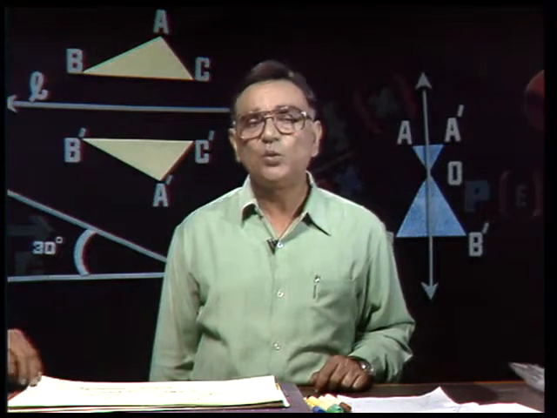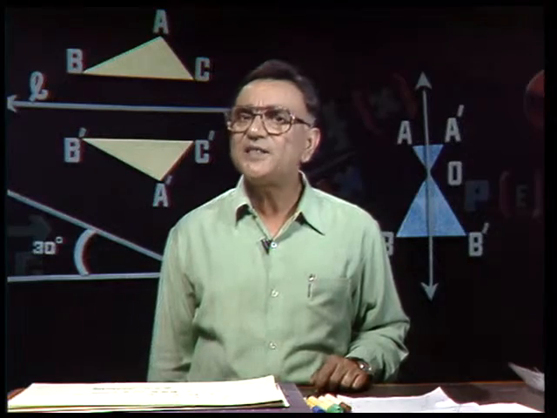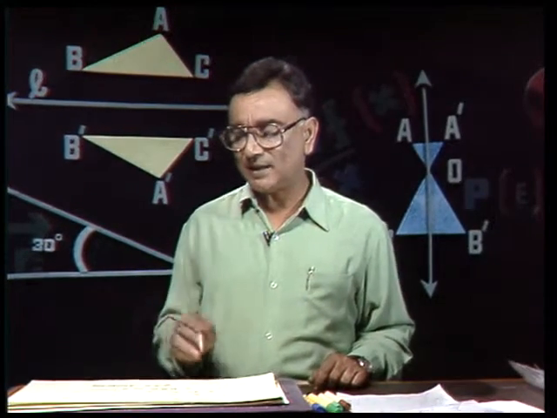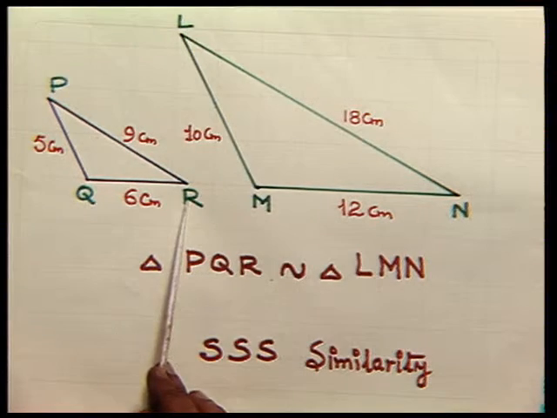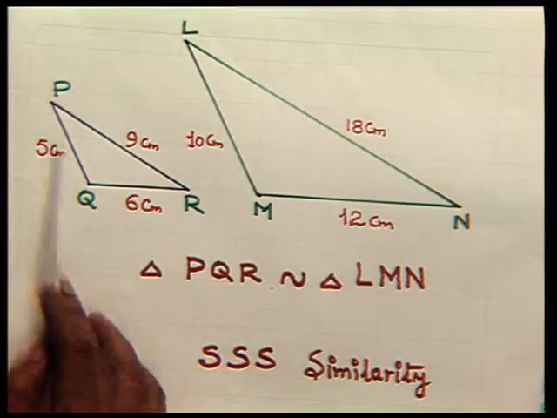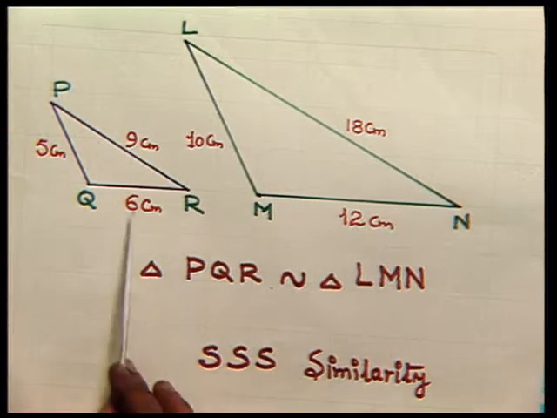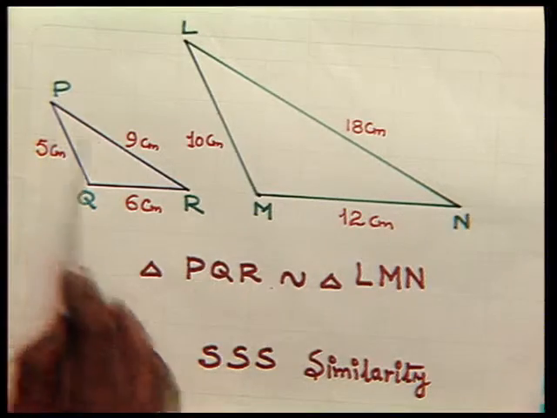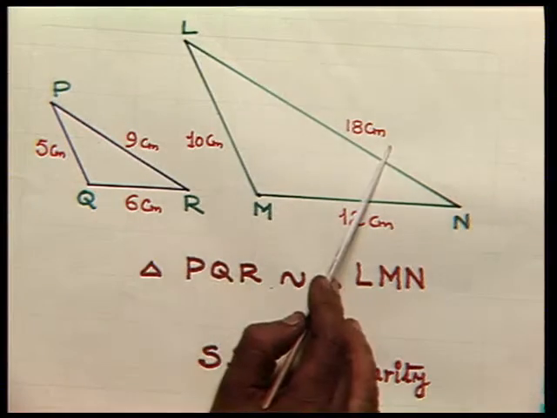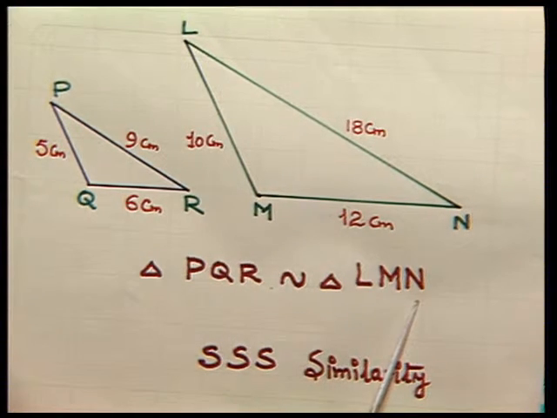Now, besides this, we have another similarity theorem when there is a relation between the corresponding sides. Let us take two more triangles, PQR and LMN. The ratio of side PQ to LM is 1:2, QR to MN is again 1:2, and the ratio of side PR to side LN is again 1:2. So, we say triangle PQR is similar to triangle LMN, and this similarity is termed the SSS similarity theorem.